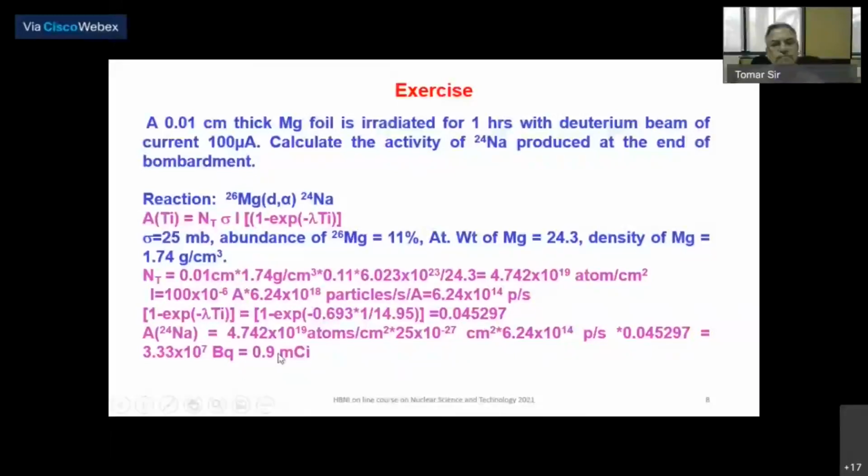So you see here, the kind of activity that you get in an accelerator is very, very small compared to what you get in the irradiation in the reactor. So why? Because you have a limitation on the beam intensity, you have a limitation on the amount of sample that you can irradiate, and the cross sections are also not very high.